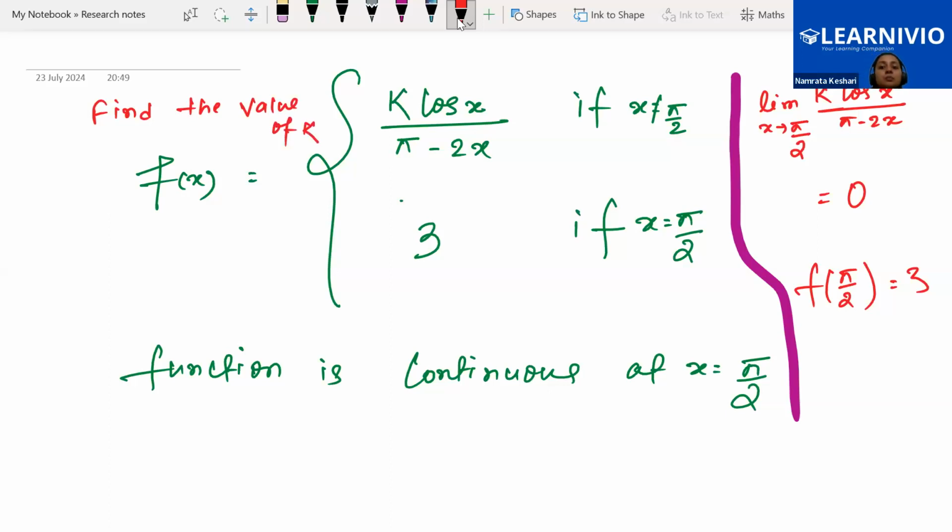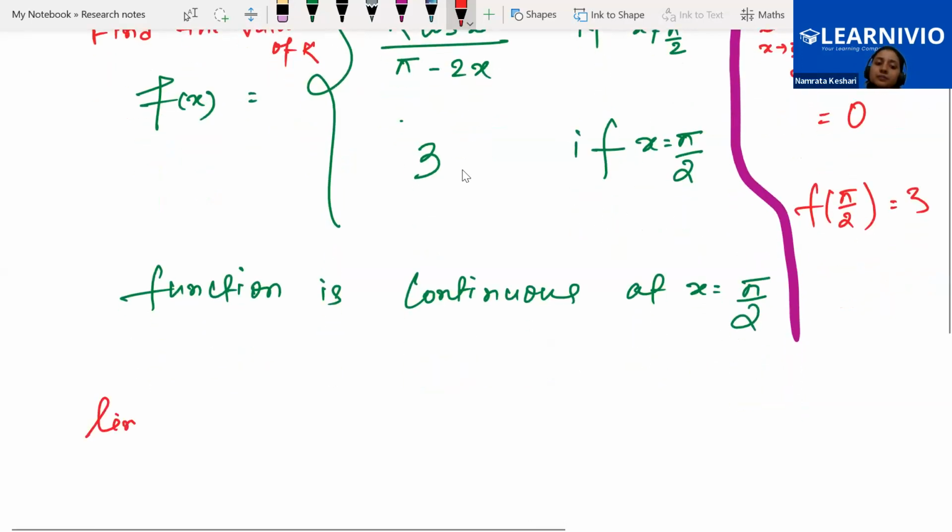Here it is strictly written, find the value of k. This is completely baseless. 0 is equal to 3, it's not at all true. It's not at all valid. So this approach is not working. We will be using the h approach of the limit and then we will say that the left hand limit, right hand limit and the function's value at pi by 2 are the same. So let's try finding the limit.